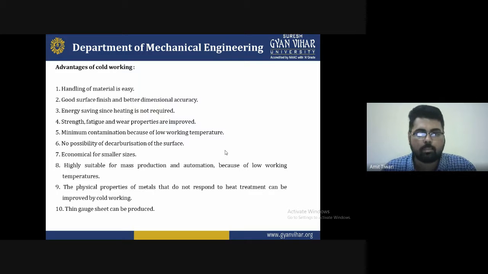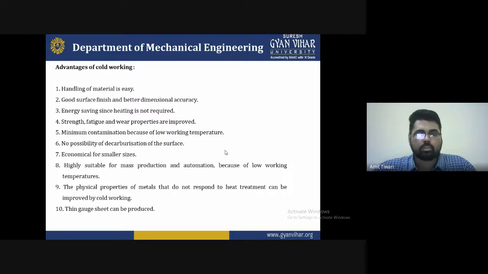Fifth is minimum contamination because of low working temperature. So minimum contamination means it works at a very low temperature easily, and it will not take too much time for the conversion to another shape. So it will be the minimum consumption we use for the working temperature, a low working temperature.